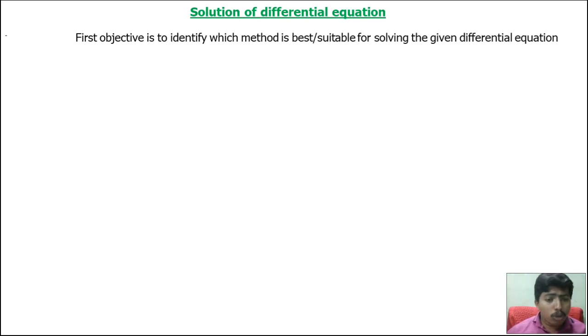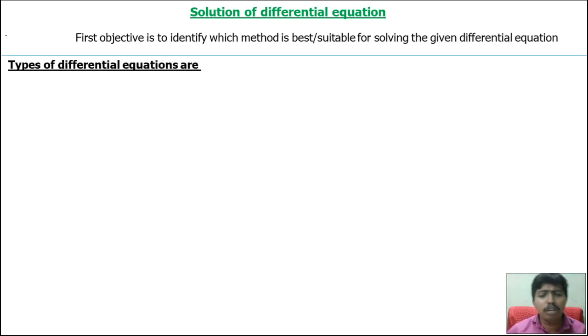So when you are going to write the examinations, if the first order differential equation is given, the first objective is to identify which method is suitable for solving the given differential equation. Okay, in this video we will discuss how to identify the best method for solving the given differential equation.